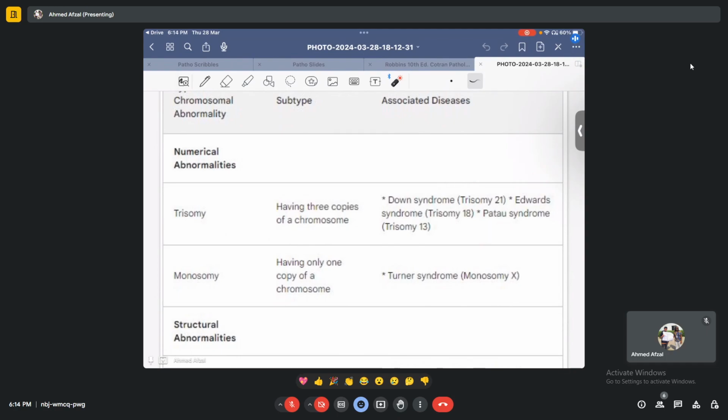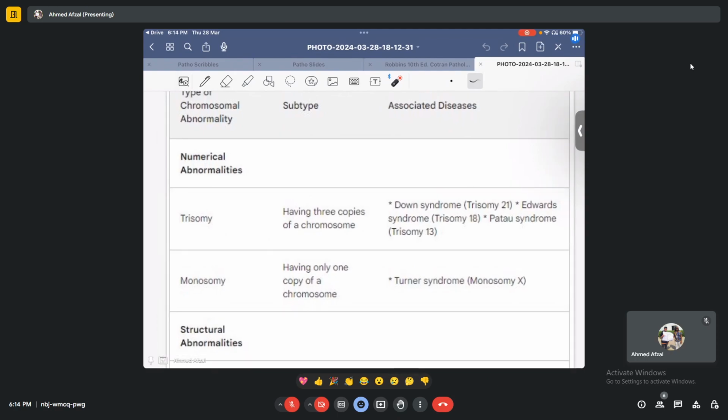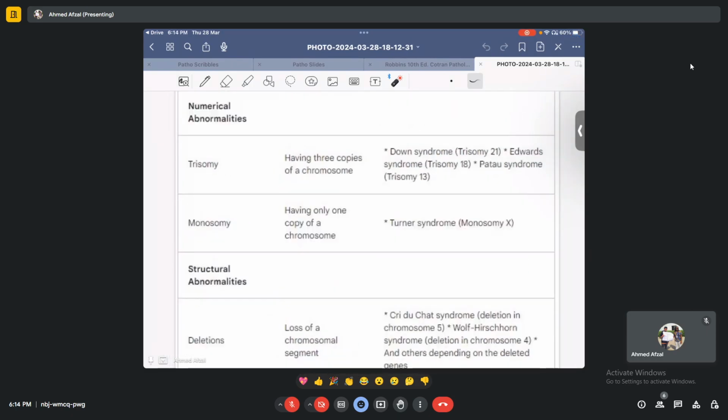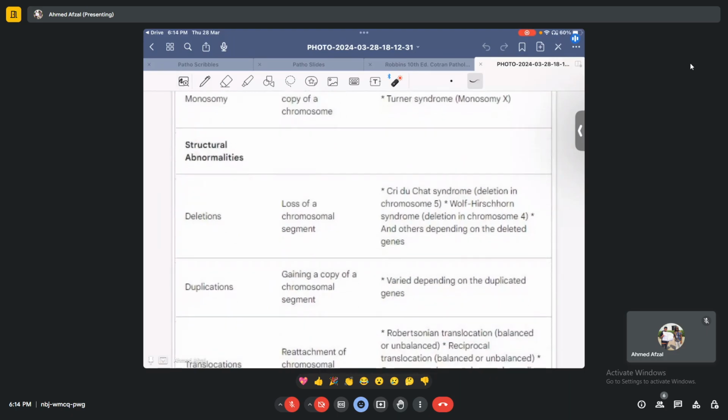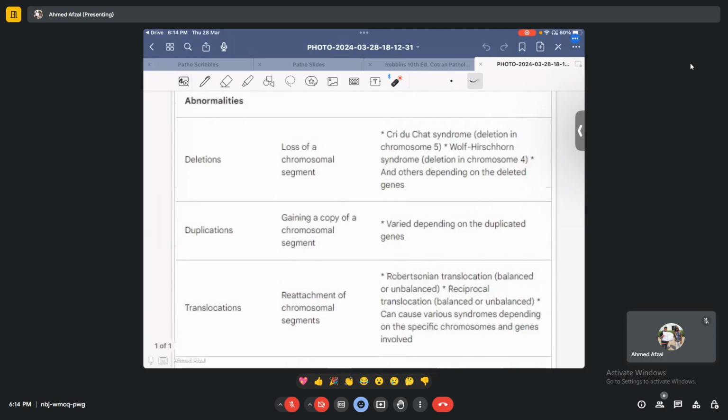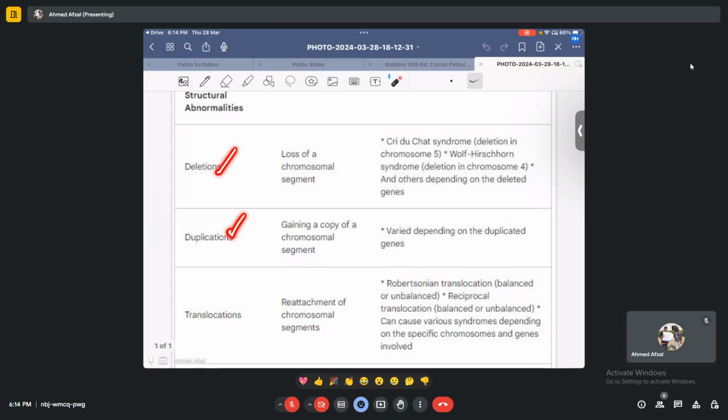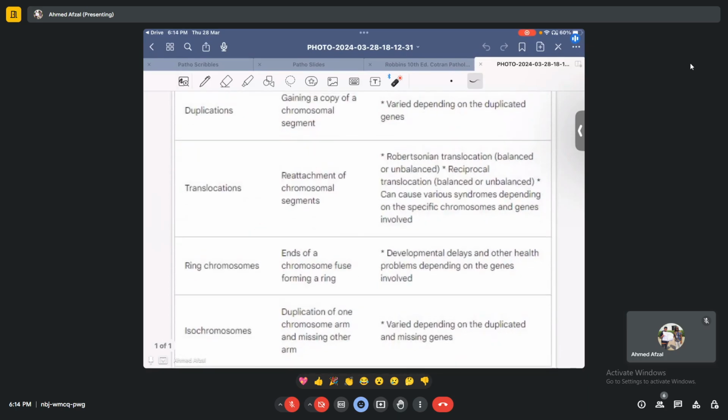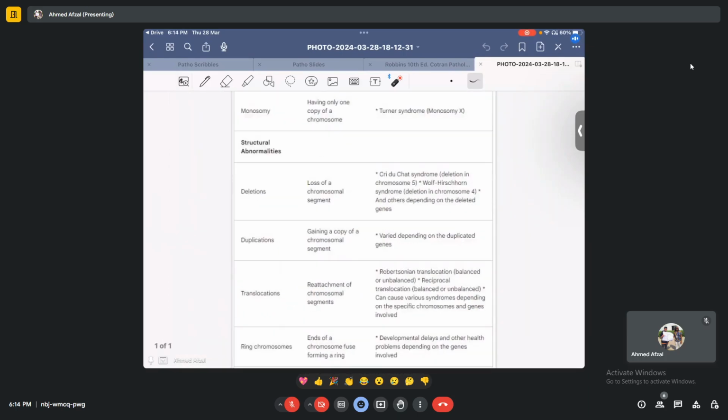And then we have monosomy, which is having only one copy of a chromosome, and the only type of disease that we know is Turner's syndrome, which is monosomy X. Okay, let's move on to structural abnormalities. We have deletions, duplications, translocations, and ring chromosomes and isochromosomes.